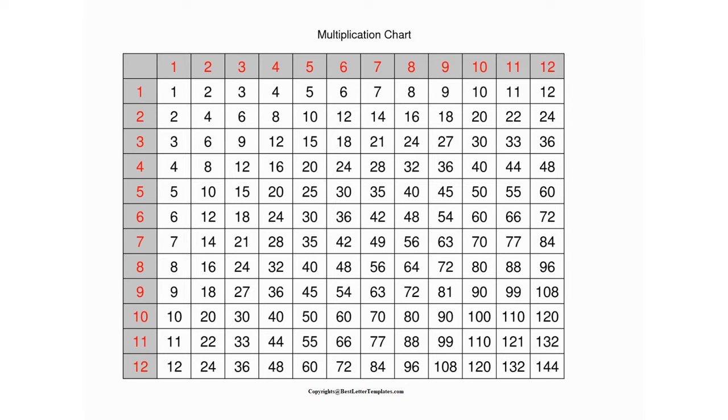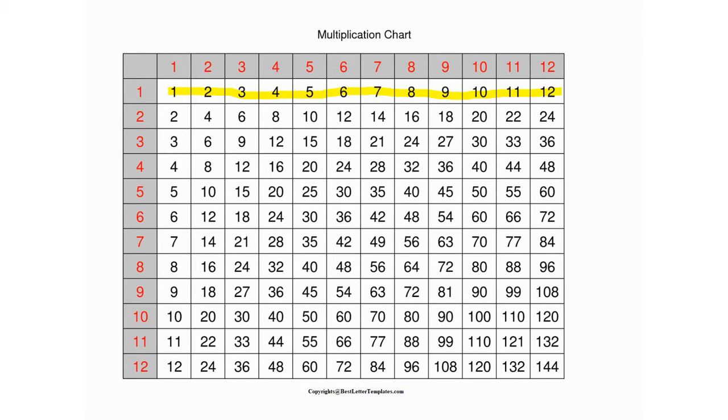Let's look at a multiplication chart and see what we can figure out through patterns and tricks, and what would be left to actually memorize. If we notice, we already know our ones. 1 times 1 is 1, 1 times 2 is 2, 1 times 3 is 3. Remember, when you multiply by 1, the answer is just the number itself.